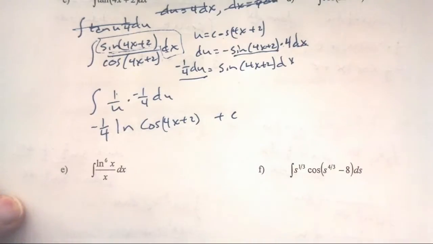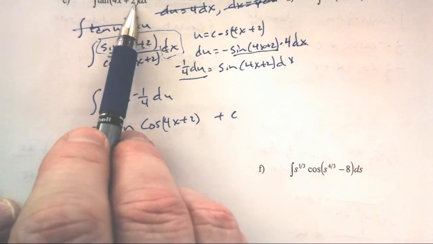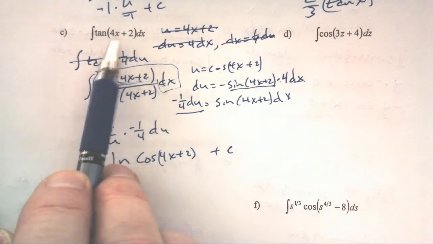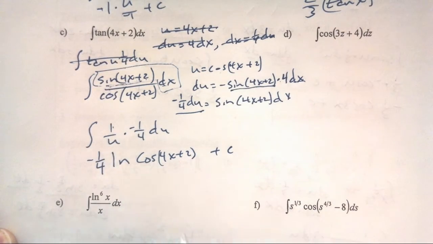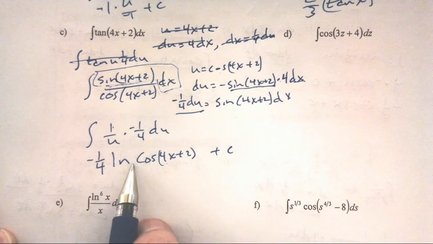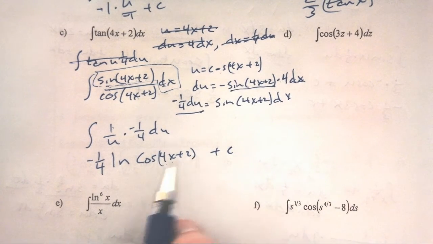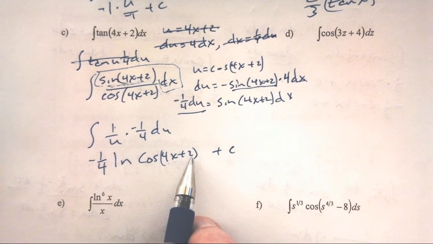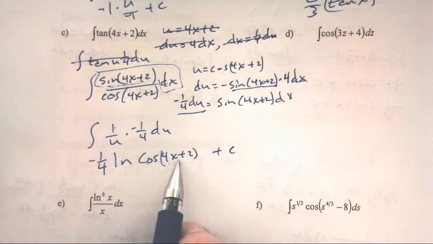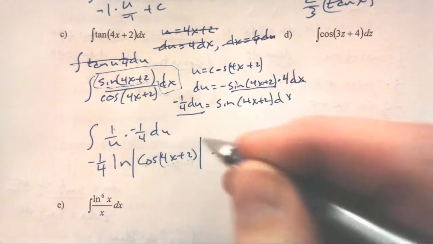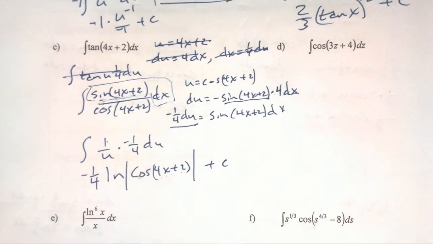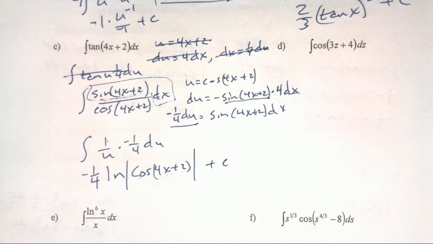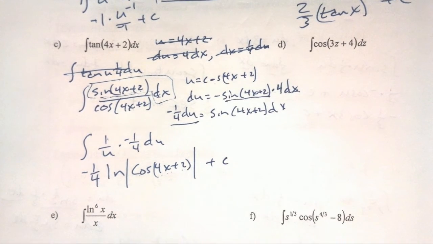So is it possible in the initial problem that 4x plus 2 is negative? Sure. 4x plus 2 could be negative here. Now, 4x plus 2 can be negative, but what we can't allow is for cosine of 4x plus 2 to be negative. So when you check back in the book answers, you're going to see we have an absolute value situation here, because cosine can possibly be negative. We can't let that happen.